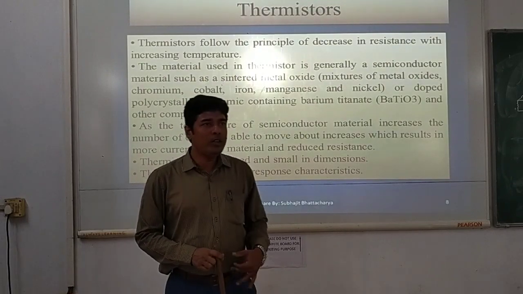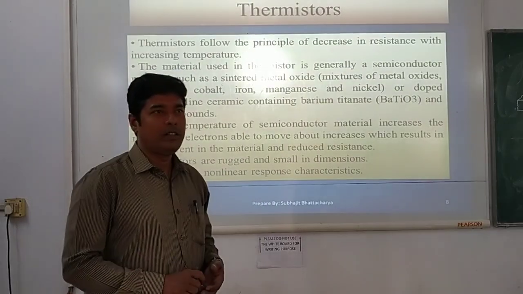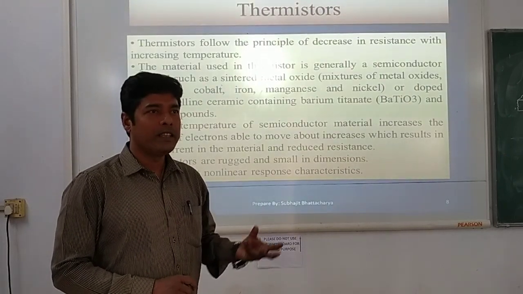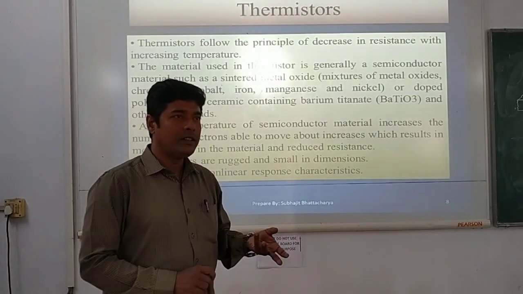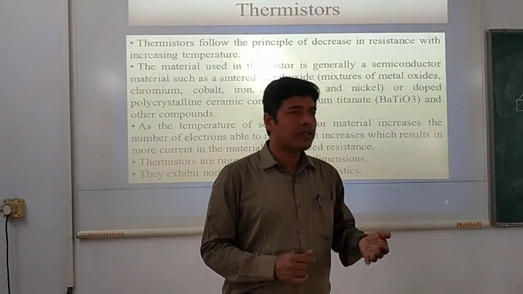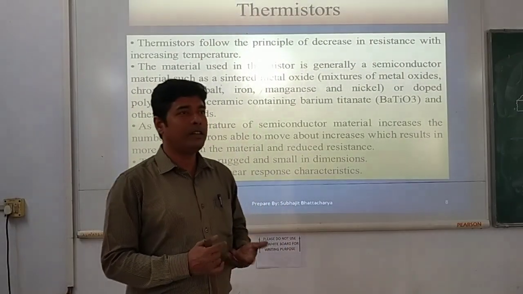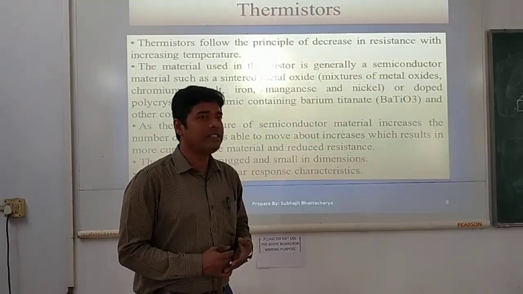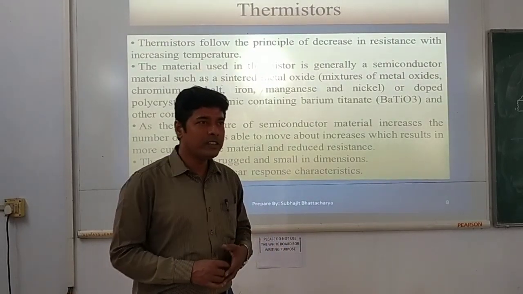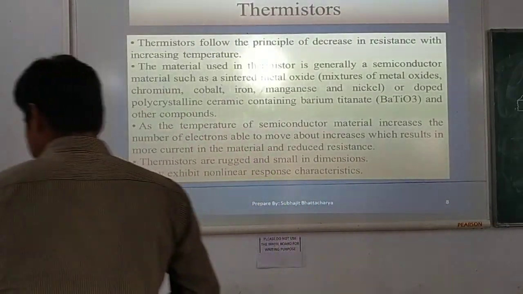So the number of charge carriers increases with temperature. More electrons come to the conduction band, we can say. That is, as you are giving more and more temperature, the electrons in the valence band get more and more energy. So more and more electrons can be in the conduction band, and as a result, available free charge carriers increase. In case of N-type, electrons, in case of P-type, the number of holes increases. So as a result, resistance is decreased.